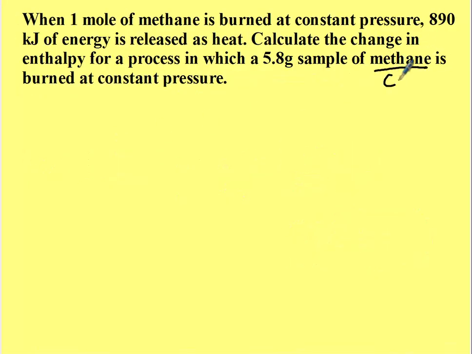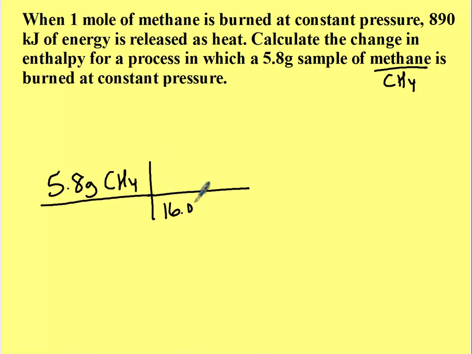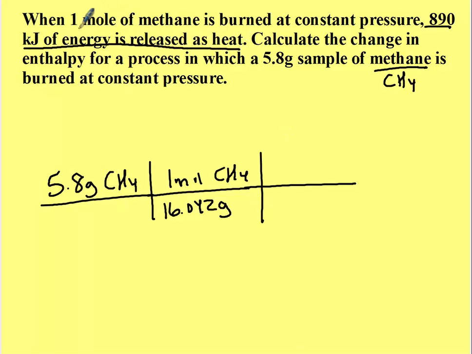So this one, we have methane. Methane is CH4. So go ahead and pause the video and try this one on your own. Restart when you're done. So similar to our last problem, step 1, convert your grams to moles. And then we have 890 kilojoules released when 1 mole is burned. So for every 1 mole of CH4, we have 890 kilojoules.